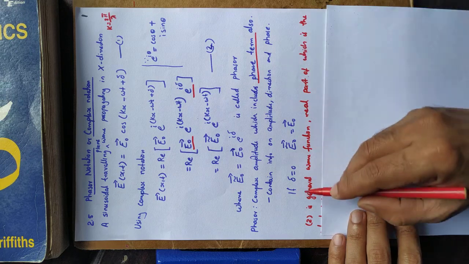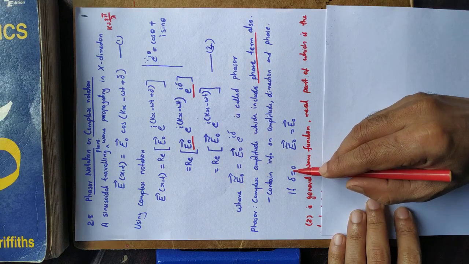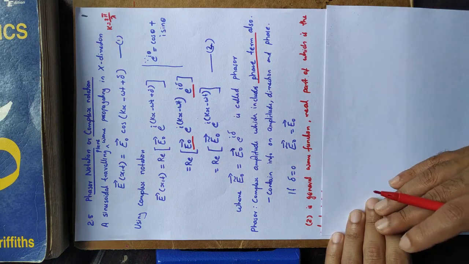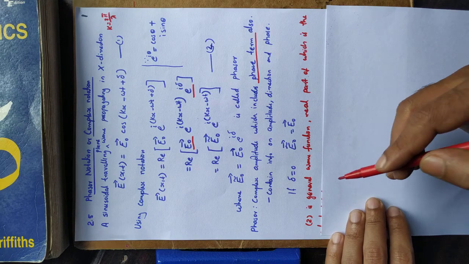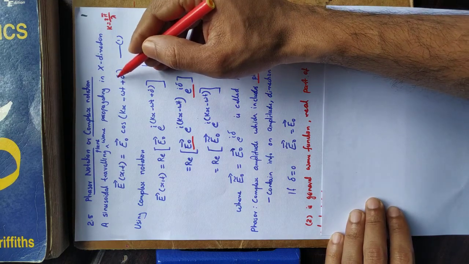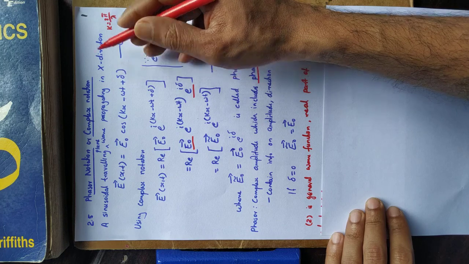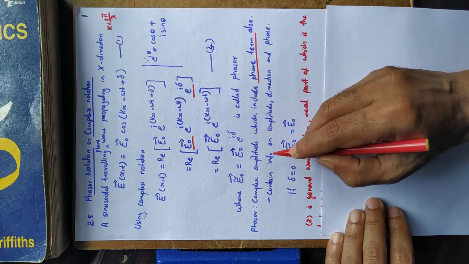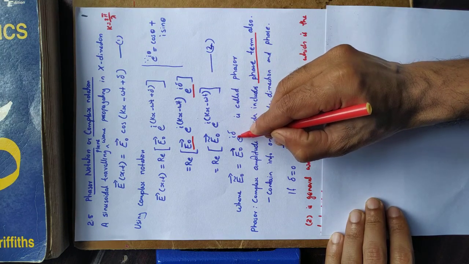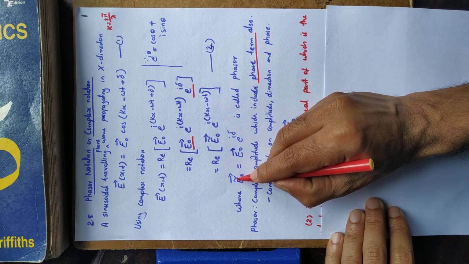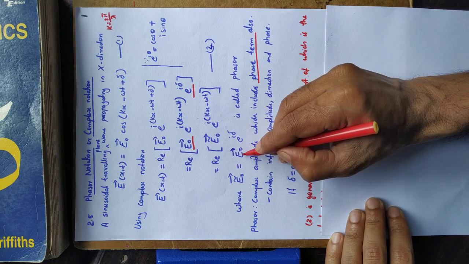Now let me remark one more thing. If delta is equal to 0, phase, we only need to bother about the phase when we consider properties like interference between two waves. Otherwise we can take delta as 0. If delta is equal to 0, that means e raised to 0, that is 1, and the phasor E is same as vector E0.